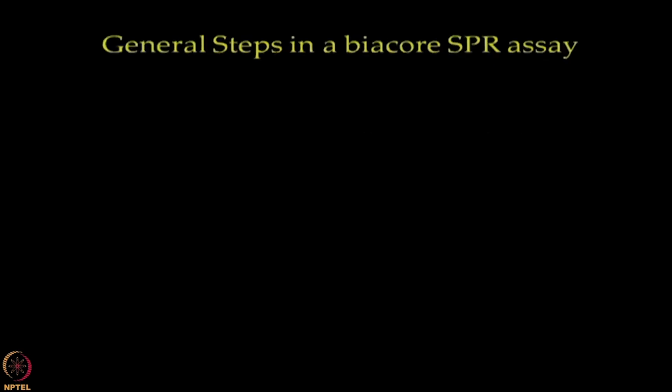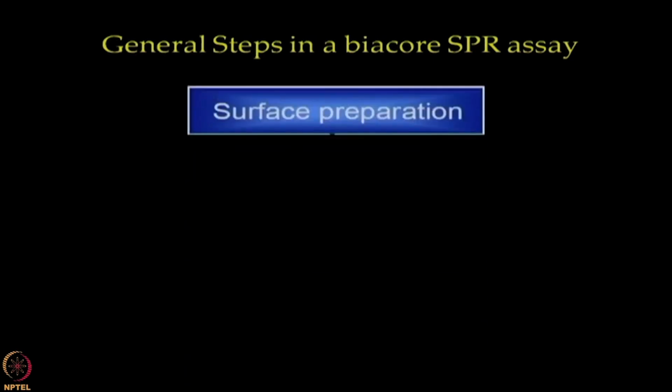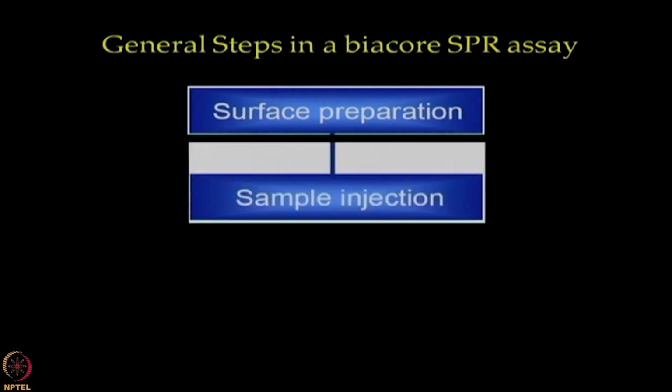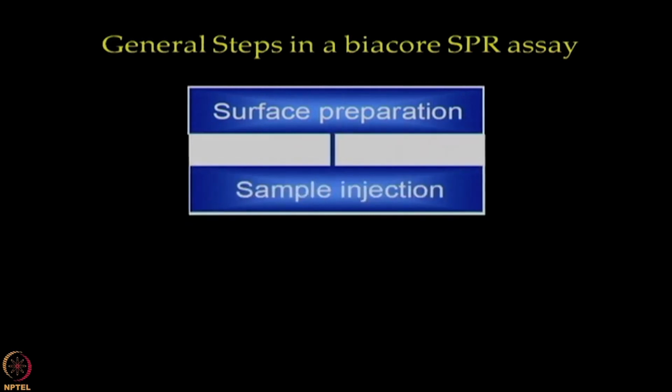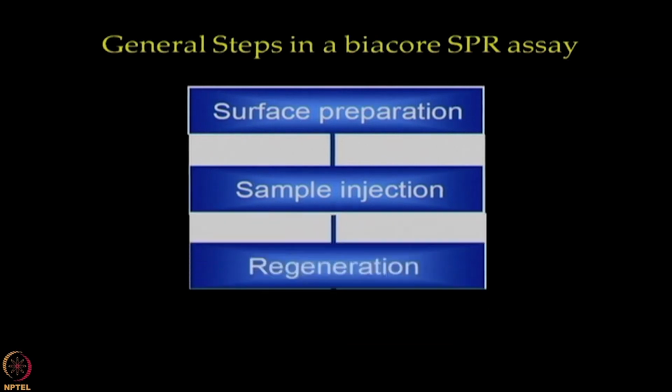The three major steps in a Biacore SPR assay involve immobilization, the process by which the ligand is attached to the sensor chip surface; interaction analysis, where the analyte is injected over the sensor chip surface and the interaction between the analyte and the immobilized ligand is monitored; and regeneration, the process of removing bound analyte from the ligand on the surface.